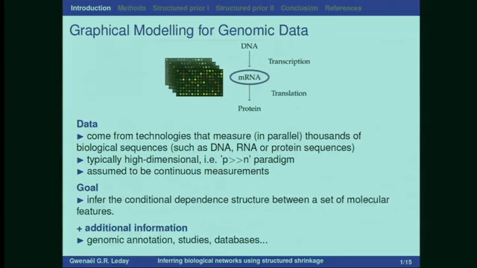So here I assume that these measurements are continuous, because I'm going to assume a normal distribution. And the goal is often to infer conditional independence structure, because it gives you an idea about what's going on. You can try to highlight structure and what biological processes are at work. But besides this focus, there's also a lot of side information. Could be genomic annotations, previous studies, or even databases that may be useful to incorporate in your inference.